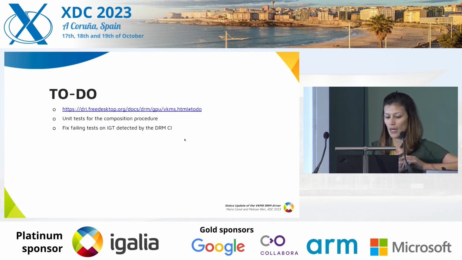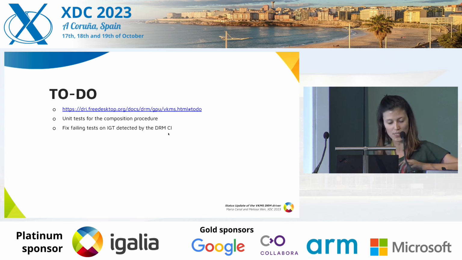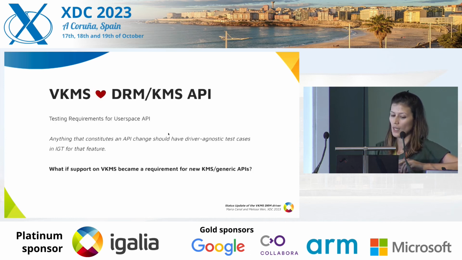So if you want to contribute to VKMS, you can find many ideas in the official kernel documentation. Besides that, there are some interesting new things to do on VKMS that might be a good fit for small projects. One of them is adding unit tests for the composition procedure, the composition steps. And another is fixing all failing tests on IGT that were detected by the DRM CI proposed by Ellen.